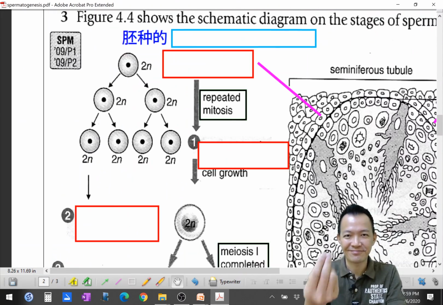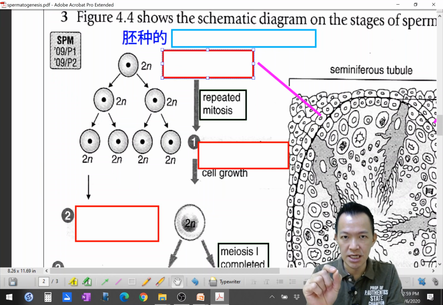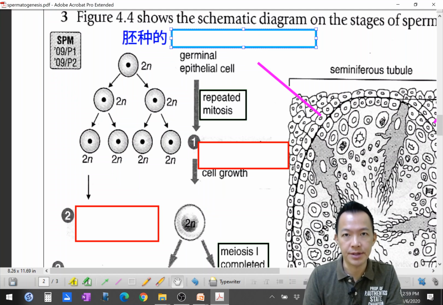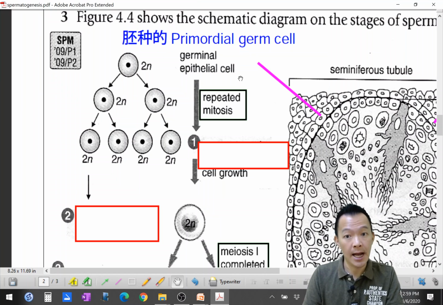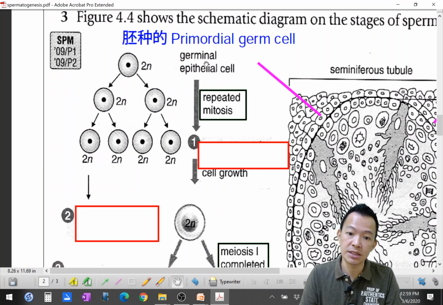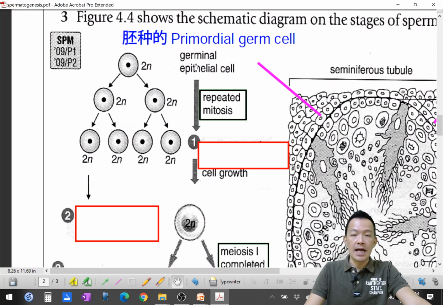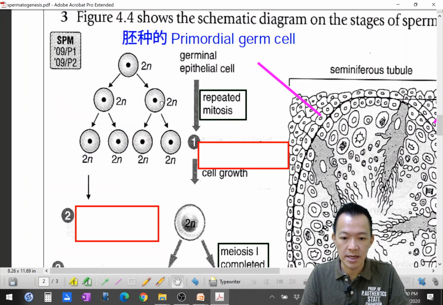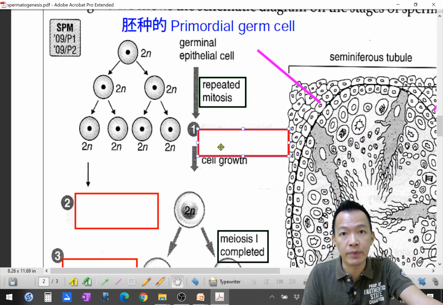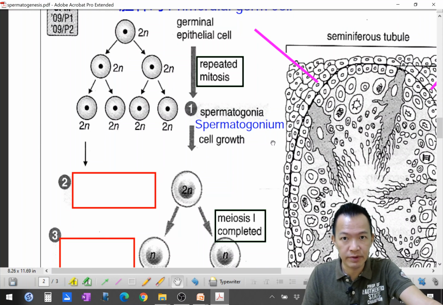Again. Where does sperm come from? The production of sperm actually starts from the germinal epithelial cell. Certain books call the germinal epithelial cell the primordial germ cell. You can ask your teacher whether these two names are the same or not, since different books use different names. The germinal epithelial cell repeats mitosis and produces a lot of spermatogonia, or spermatogonium for a single one.